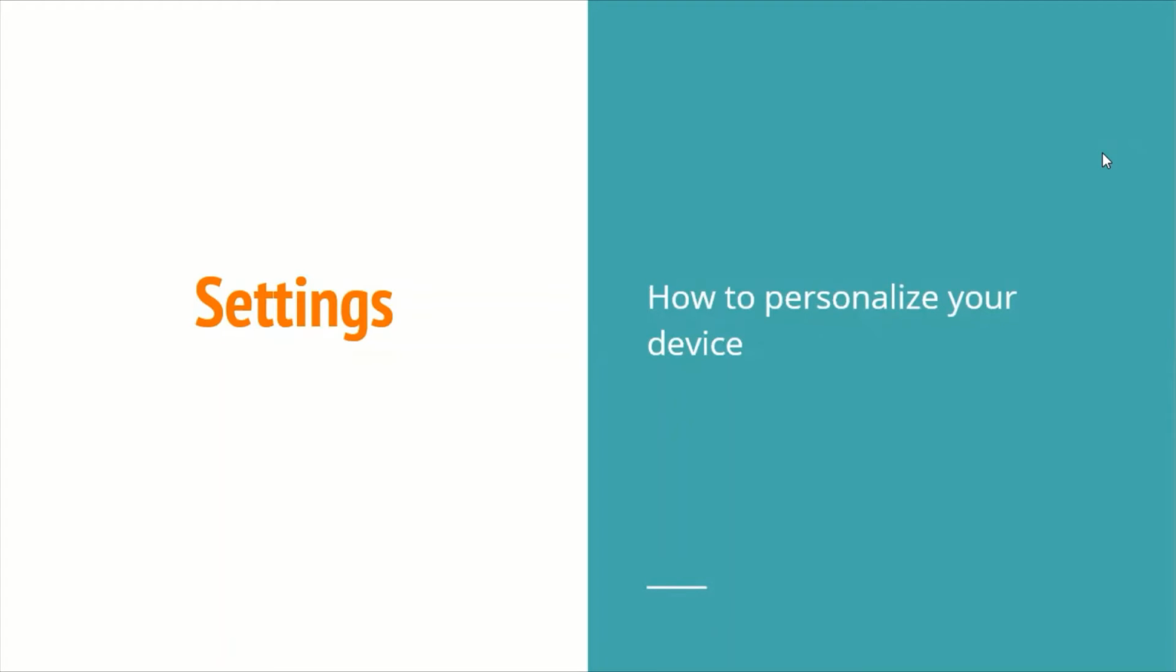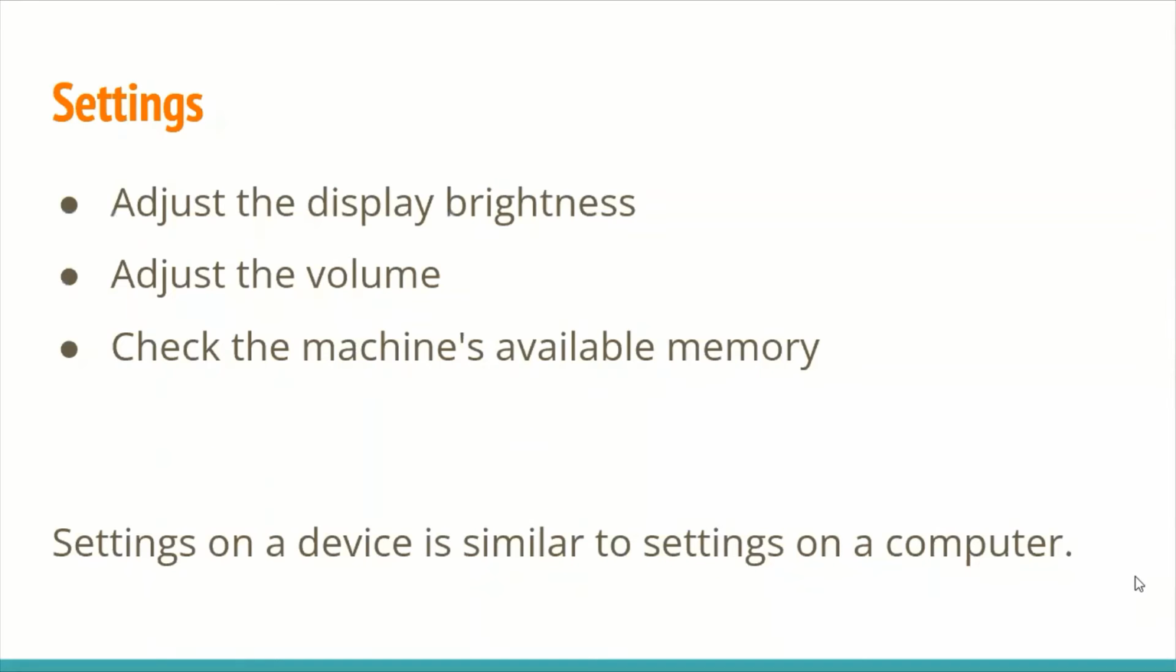Okay, the next part of the class is we're going to get more into settings. These have a lot of different options for how you can personalize your device. You can adjust things like the display brightness, the volume, and you can check the machine's available memory there. Settings on a device are pretty similar to settings on the computer.